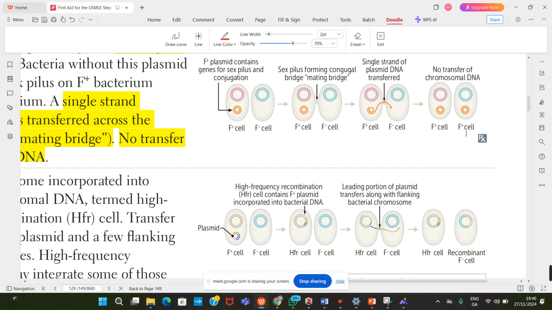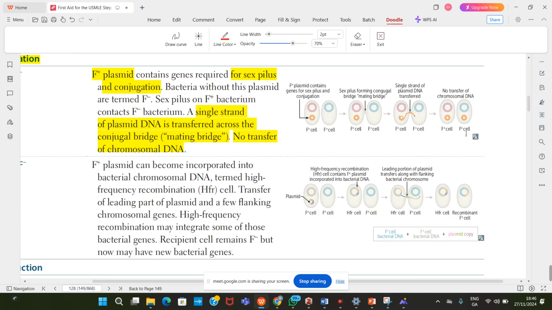Yeah. So the take home here is that the only thing they have exchanged, in the interaction between F positive and F negative, the only thing they have exchanged is what? Plasmid. They have not exchanged any bacterial chromosomal DNA. Do you understand that? Very, very important stuff.